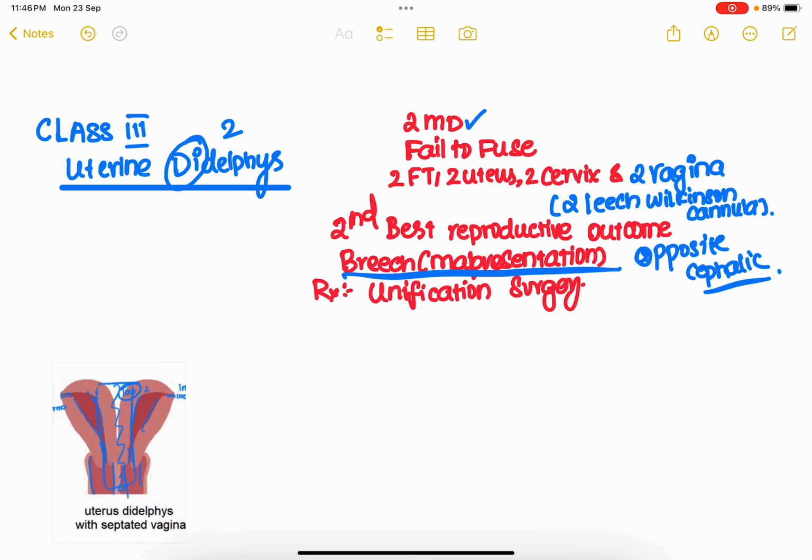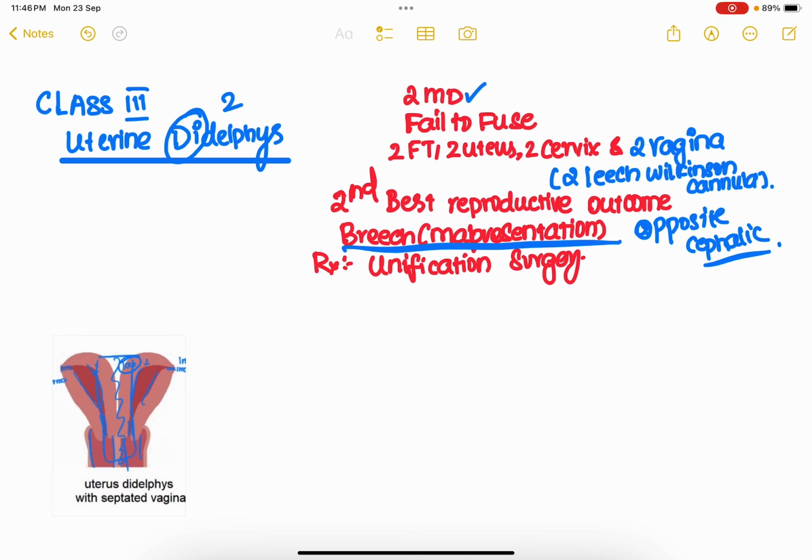But the problem is that we all know that by around 10 weeks, these Mullerian ducts have to fuse. Because of failure to fuse, there are going to be two separate fallopian tubes, two separate uterine cavities, two separate cervices, and two separate upper parts of the vagina. Is that clear? In unicornuate uterus, only one Mullerian duct was present, giving rise to one side fallopian tube, uterus, cervix and upper vagina. But in didelphys, two Mullerian ducts are present, and they will give rise to each side fallopian tube, each side half uterus, each side half cervix, each side half upper part of the vagina.